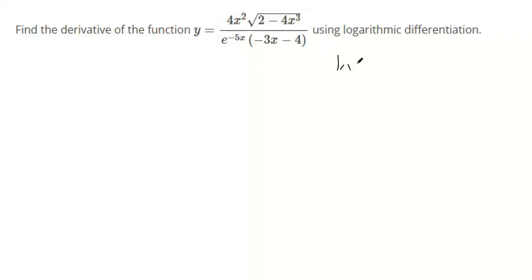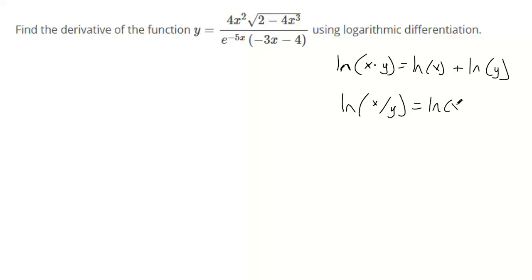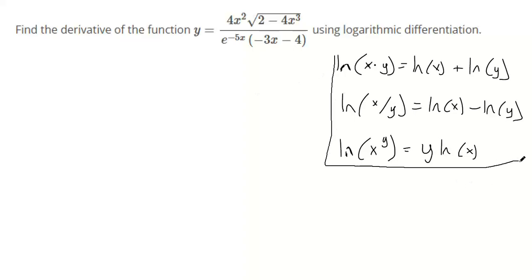Before we do it, real quick, a couple of properties. If you take a logarithm of two things being multiplied, it's the same thing as a logarithm of the first thing plus a logarithm of the second thing. If you take a logarithm of two things being divided, then it's the logarithm of the numerator subtracted by the logarithm of the denominator. And if you take a logarithm of a number with an exponent other than 1, then that exponent can come down and multiply like this. Those are the three properties of logarithms we studied in pre-calculus.